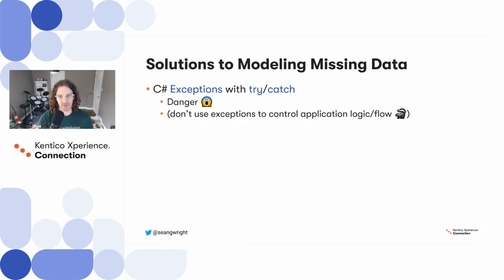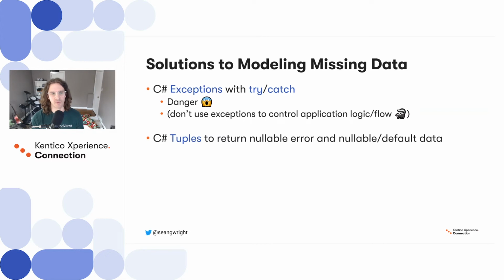We don't want to use exceptions to control application or logic flow. Method signatures in C# are a contract between the caller and the method. Exceptions are not part of that method signature. They're not part of that contract. They're hidden. So if you throw an exception from a method, there's no way for the caller to know, based on looking at that method signature, that that's going to happen. Exceptions should be used for exceptional cases, not for controlling logic or flow. And this is why exceptions are poor at modeling this missing data.